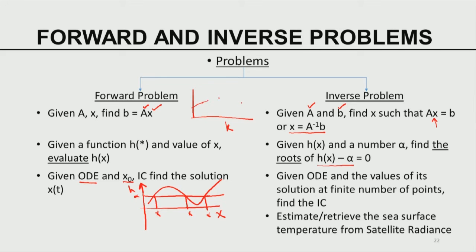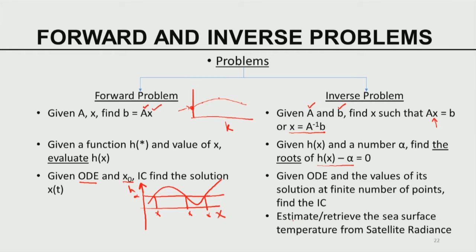In other words, the solution may come like this. I would like to be able to estimate this. That is the initial condition I would like to estimate. So given an ordinary differential equation and the values of the solution at finite number of points, find the initial condition which, when solved forward, will match the values at those given instances in time.